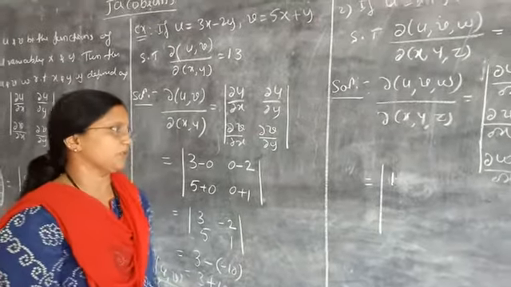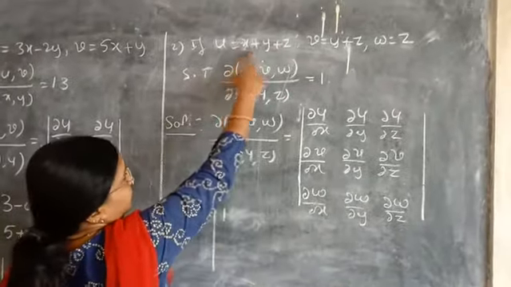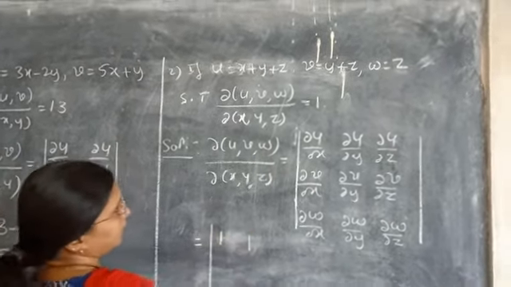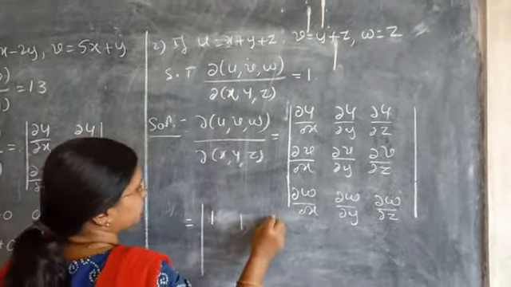I hope all of you understood this well. Then ∂u/∂y. Here x and z are constant, so the derivative of that term is 0, and the derivative of y is 1. And ∂u/∂z: these two are constant, the derivative of that term is 0, and it is 1.